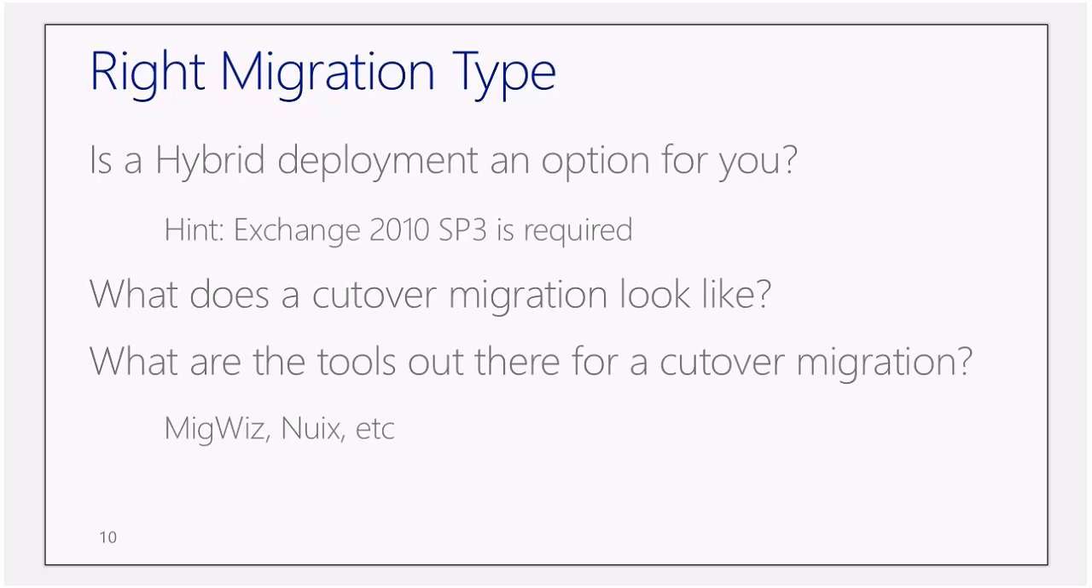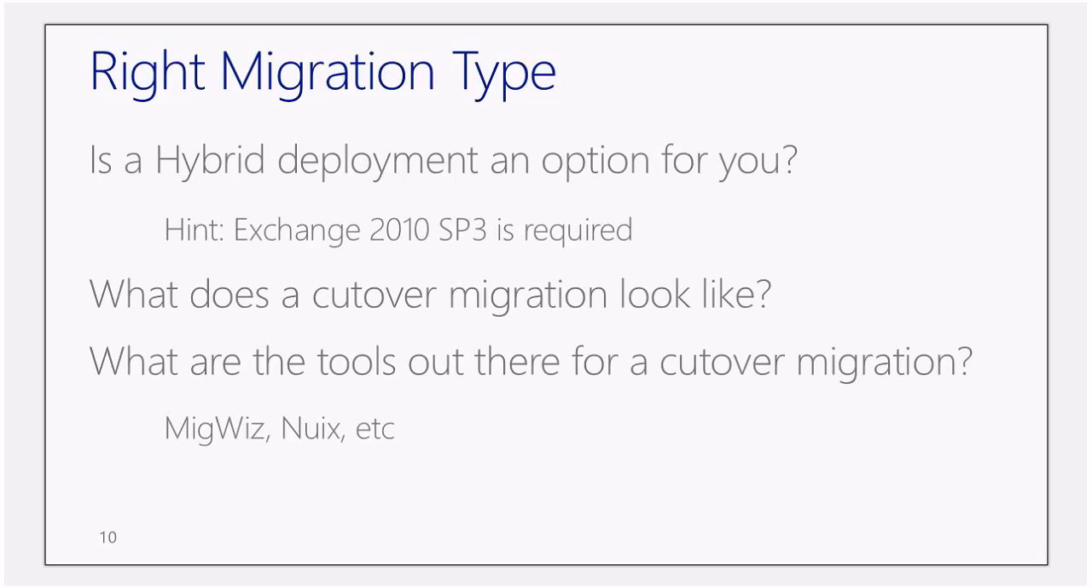It also means when I migrate a user, I don't break things like delegation and shared calendars, because both the on-premise and the cloud Exchange environment function as one. However, you have to be 2010 Service Pack 3 for this. So if you're still running Exchange 2007 or Exchange 2003 today, then you're going to end up having to do what we call a cutover migration.